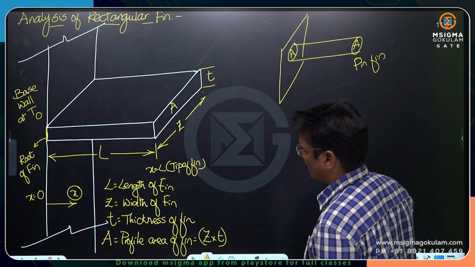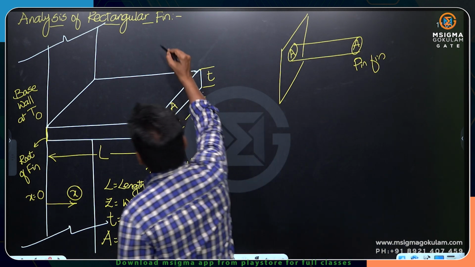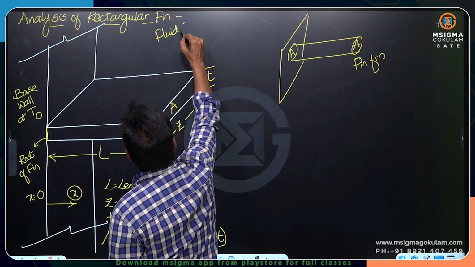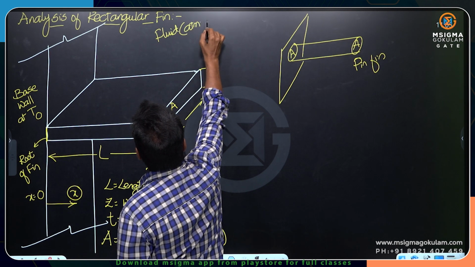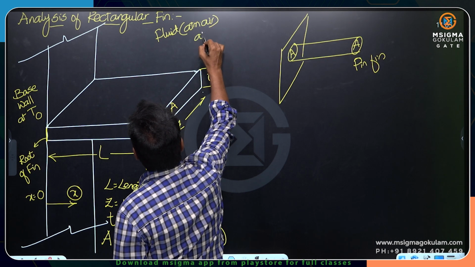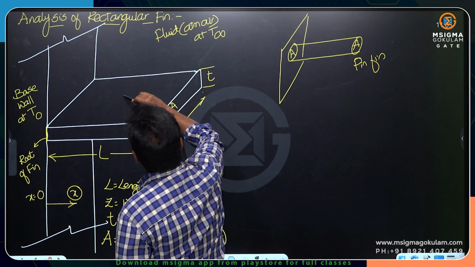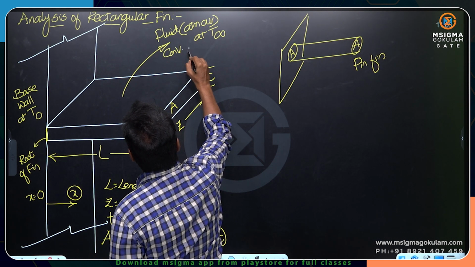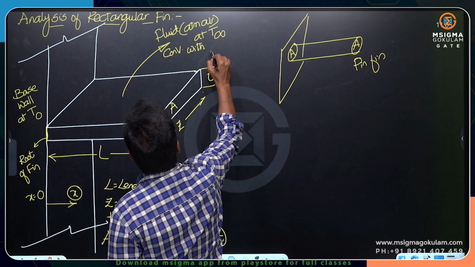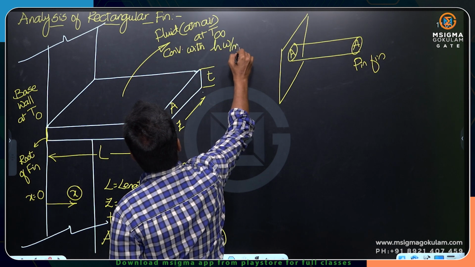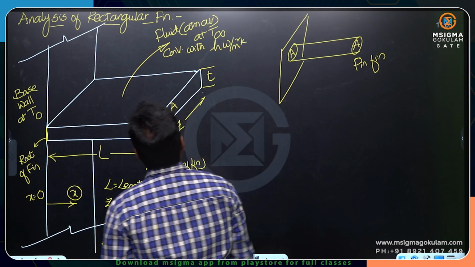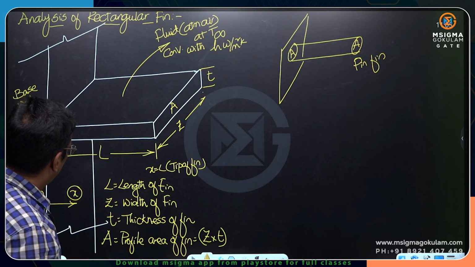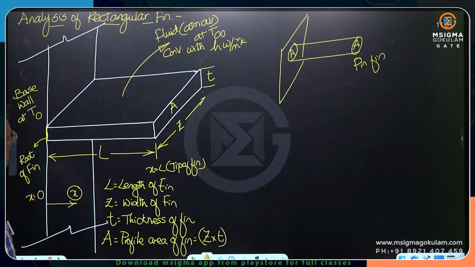A is called the profile area, L is the length, and the surrounding fluid will be atmospheric air at T infinity. So there is convection happening from the surface of the fin to the air, with h watt per meter square Kelvin. This is the situation we are observing in fins.